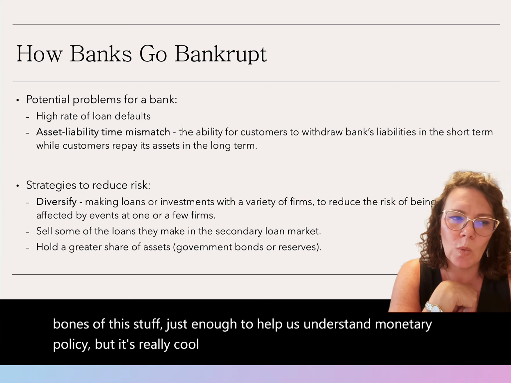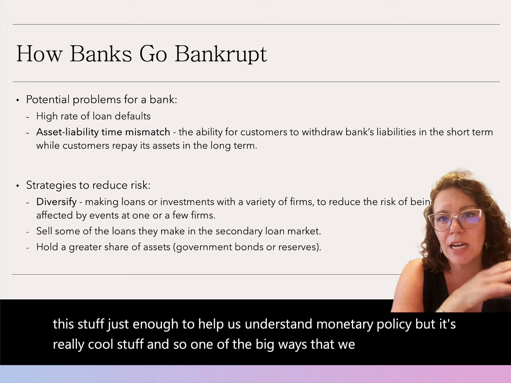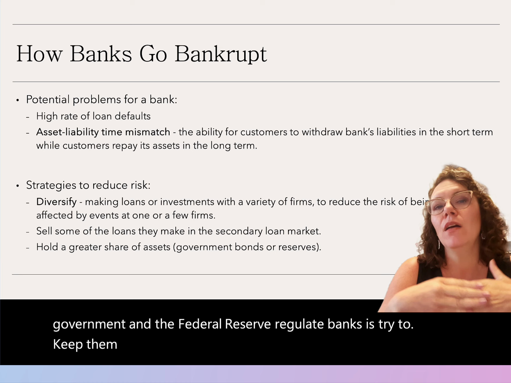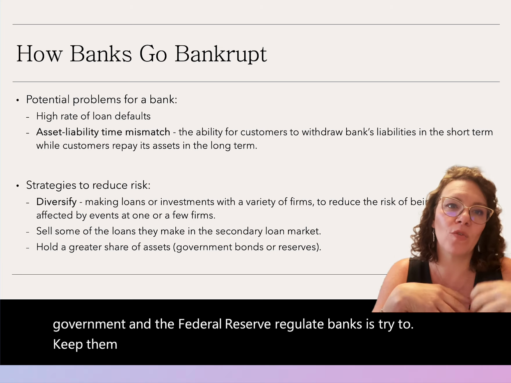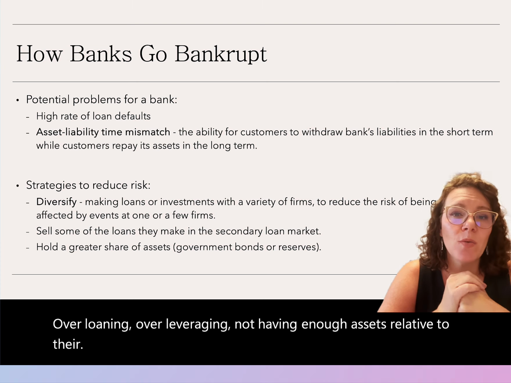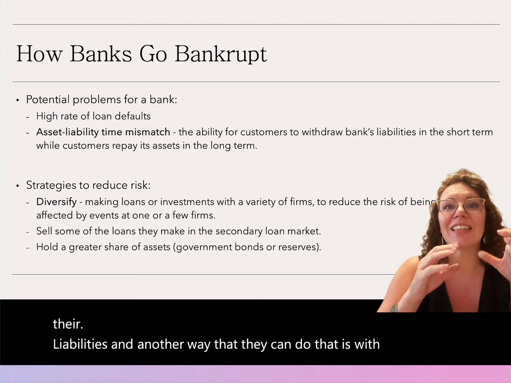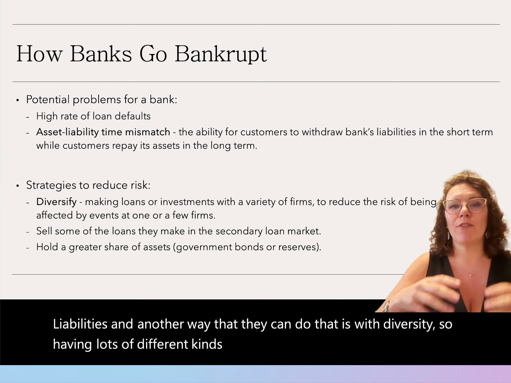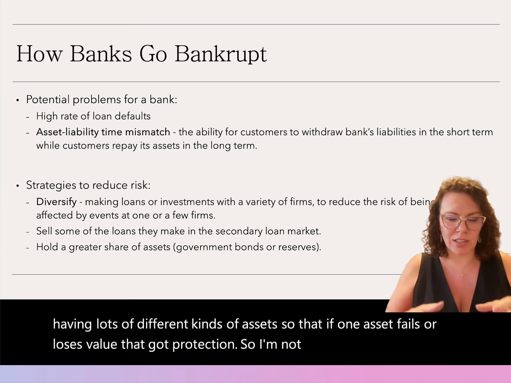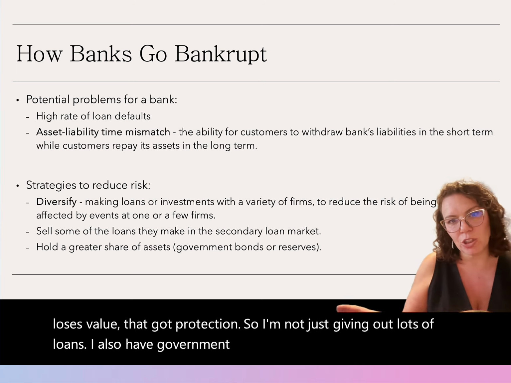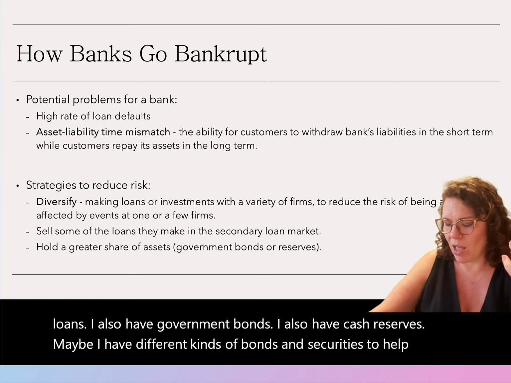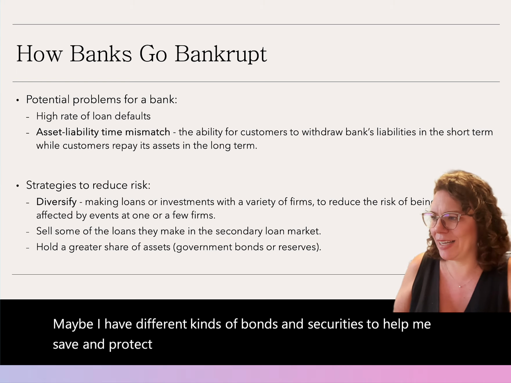And so one of the big ways that we see the government and the Federal Reserve regulate banks is to try to keep them from over loaning, over leveraging, not having enough assets relative to their liabilities. And another way that they can do that is with diversity. So having lots of different kinds of assets so that if one asset fails or loses value, they've got protection. So I'm not just giving out lots of loans. I also have government bonds. I also have cash reserves. Maybe I have different kinds of bonds and securities to help me save and protect myself. That's the big idea.